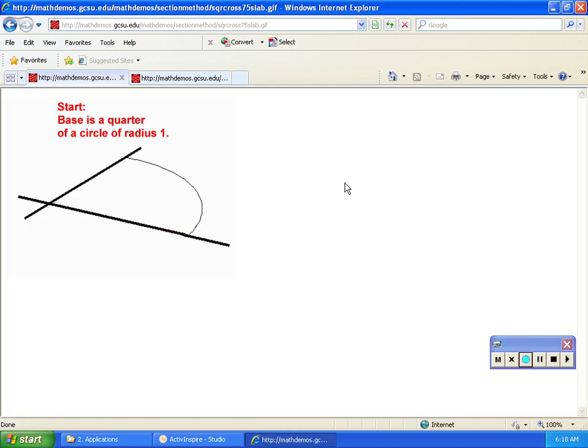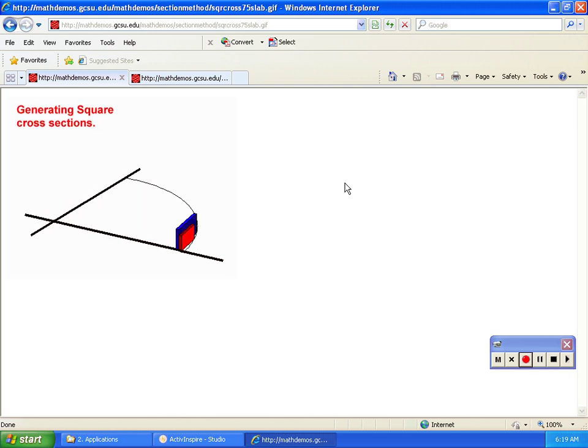All right, so there's your semicircular plate or base. Now we're building the cake. The cake is going to be made out of squares. So when we slice, everybody's going to get a square.